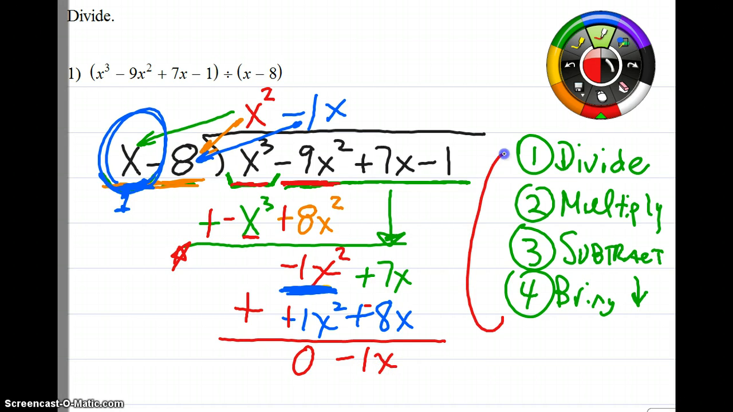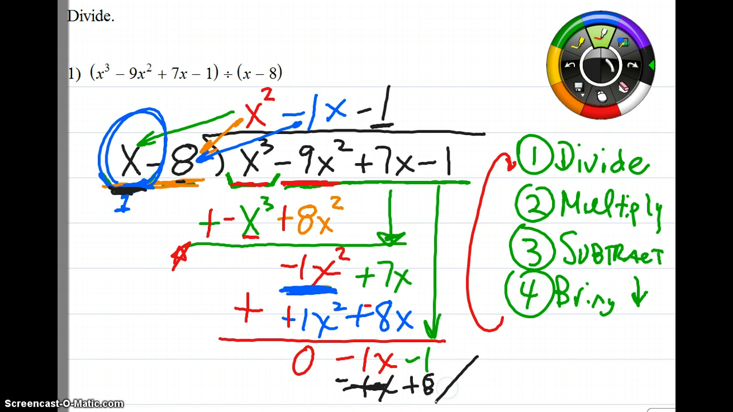Let's repeat our process. So we've got to bring down. When we bring down, we get a negative 1. Now, is there a number that if I multiply it by this x, I'll get a negative 1x? And there is. What's that value? A negative 1. So let's multiply. A negative 1 times x is a negative 1x. A negative 1 times a negative 8 is going to be a plus 8.